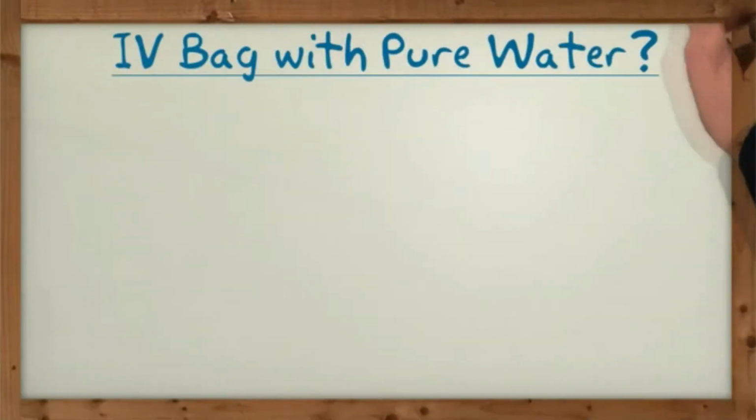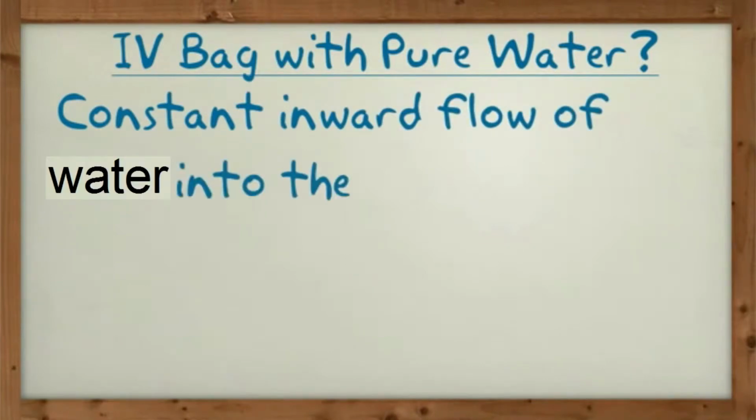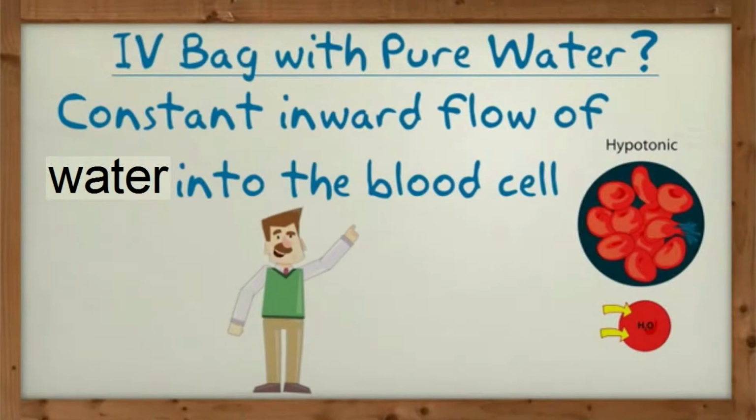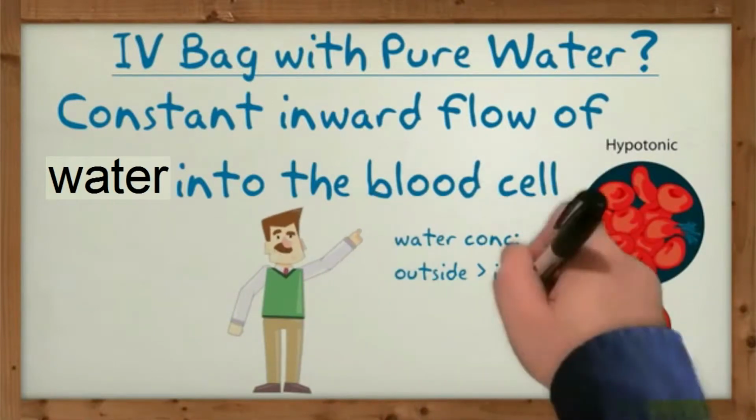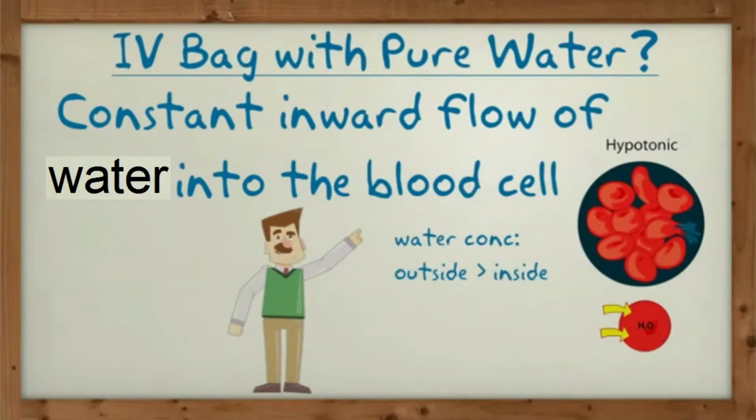If the IV solution is pure water, the flow of osmosis continues to flow into the cell without stopping. This is because the blood cell contains a higher solute concentration and the water diffuses towards the higher solute concentration. This represents a hypotonic solution for the cell. The blood cell is going to burst, or is in lysis.